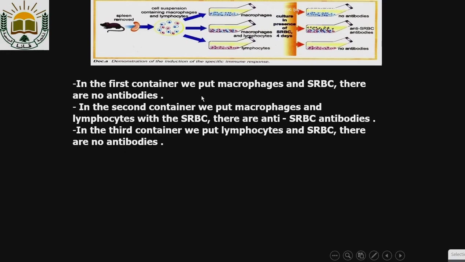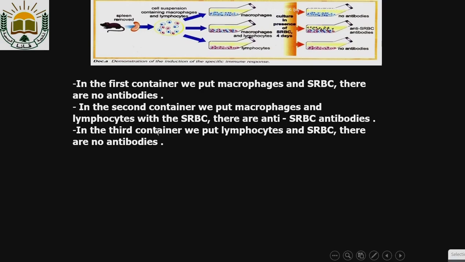I mean, in the first container, we put macrophages and SRBC. There are no antibodies. While if we add lymphocytes to the first container, we obtain anti-SRBC antibodies. Finally, in the third container, we put lymphocytes and SRBC alone. We do not obtain antibodies. So as you want, both are acceptable, as I said before. But then, this is the analysis.